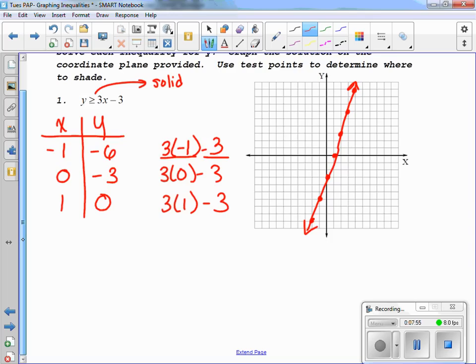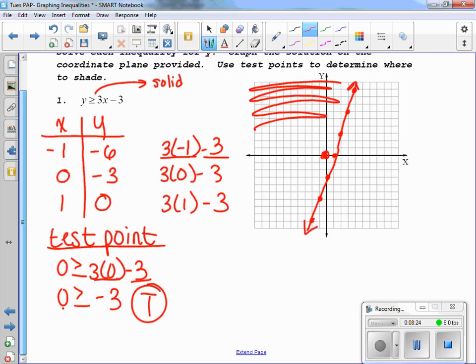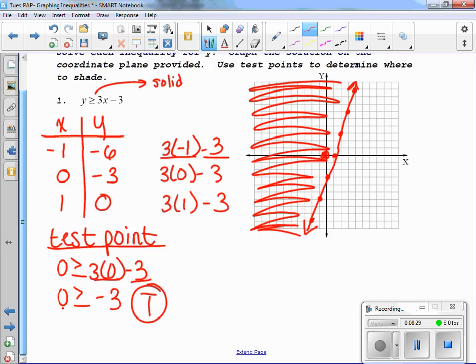So my line does not go through 0, 0, which means I can use 0, 0 as my test point. Remember, your test point should always be plugged into your original equation in case you've made a simplifying error. 0 should be greater than or equal to 0 minus 3. So is 0 greater than or equal to -3? True. That means wherever 0, 0 is, that's where I shade. Okay? So on this one, we're actually shaded above the line.